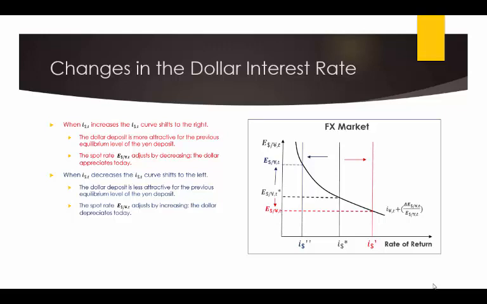Similarly, if the US interest rate from the initial equilibrium had fallen, the vertical black line shifts to the left and is now the blue line. UIP fails to hold at the initial equilibrium spot dollar-yen rate, and it now rises as the dollar depreciates today in order to restore equilibrium in the foreign exchange market.